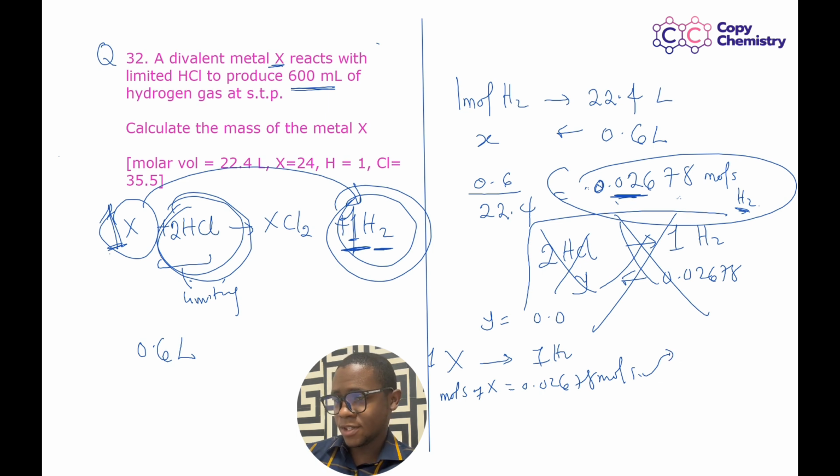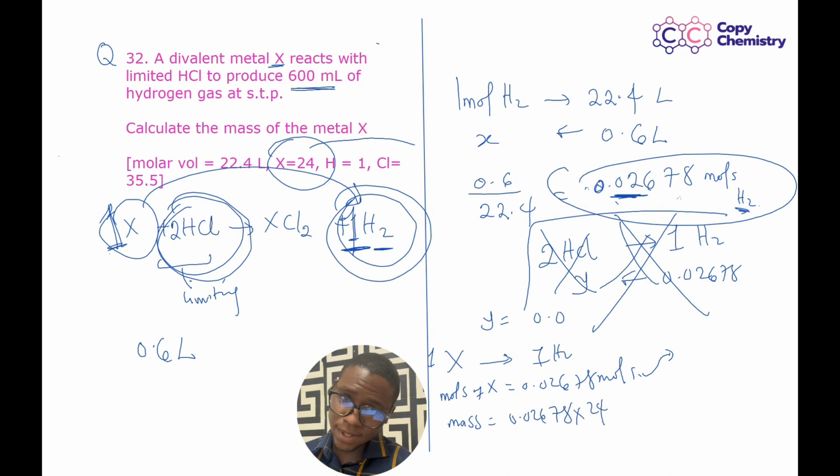We know that the mass of X should be moles of X times the molar mass of X. Do we know what the molar mass of X is? Oh yeah, they told us it's 24 from here. So the mass of X is going to be 0.02678 multiplied by 24, which is the molar mass. And then you should have 0.6428 grams of X, or 0.643 if you wish to put it that way. So that's how to do this question.